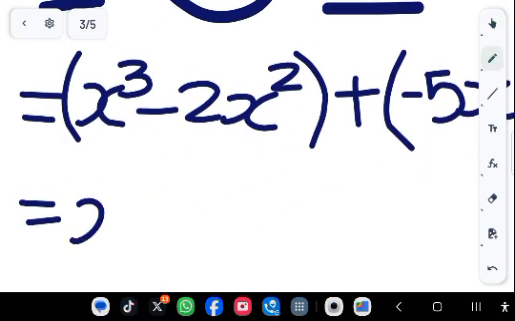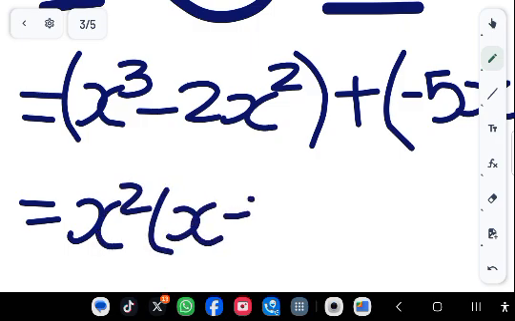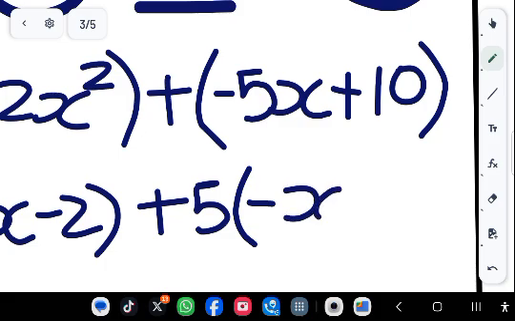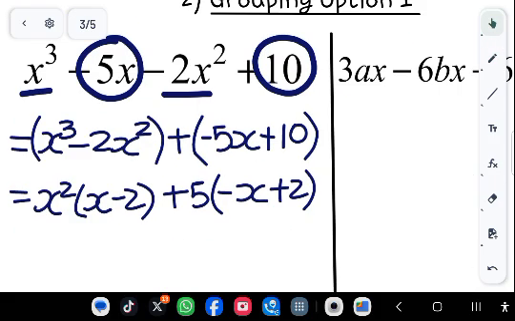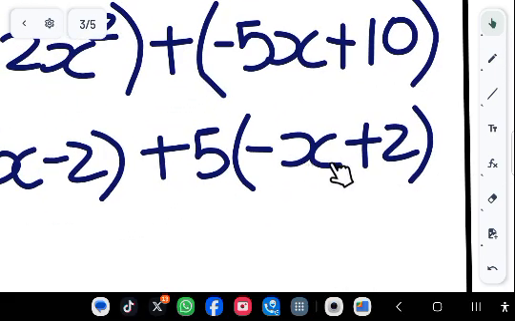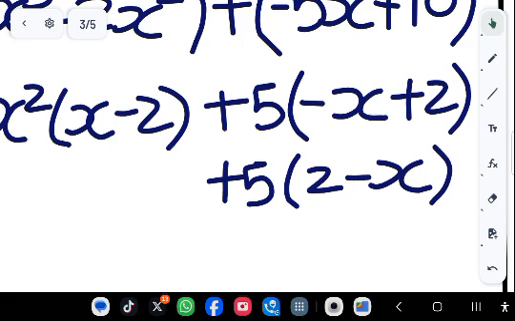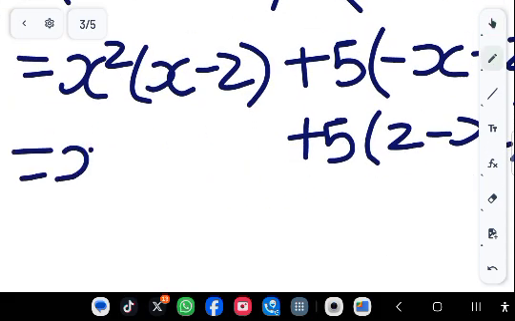So let's take out the common factor over here. Common factor is x squared, and that leaves us with x minus 2 in the first one. The common factor over here is 5. So we take that common factor of 5 out, and that leaves us with minus x plus 2. Now notice that minus x plus 2 can be written as 2 minus x. So we write that as 2 minus x. And that gives us x squared, x minus 2.